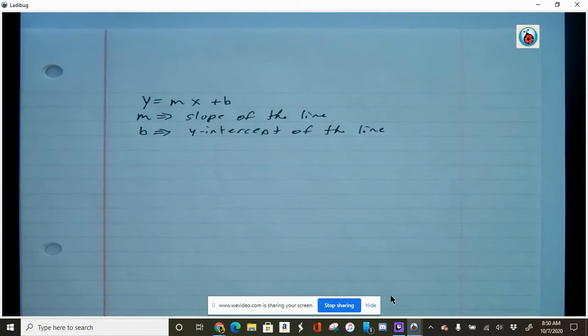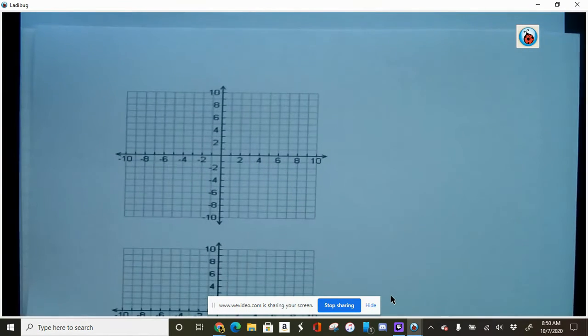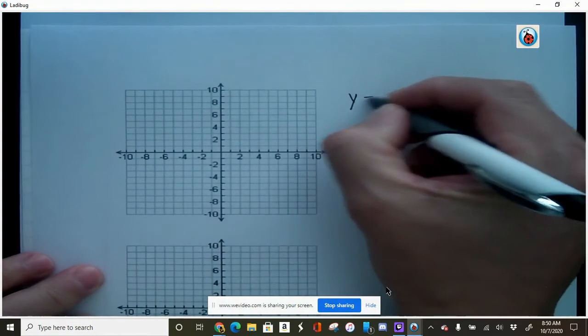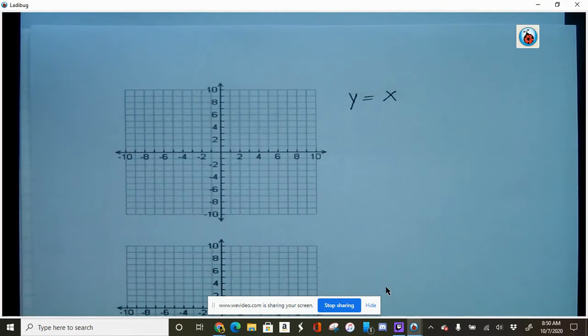Now, what we're going to talk about today is how we are going to use slope-intercept form to graph a line. So I've got a little sheet of graph paper right here, and we're going to graph the line. We'll just do something very simple here. Y equals x. Y equals x is considered to be a parent function. We'll talk about that later.